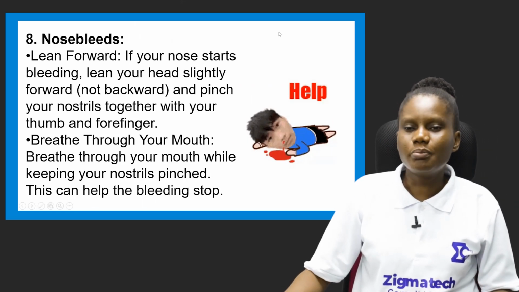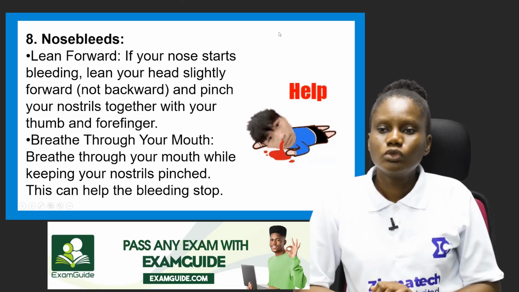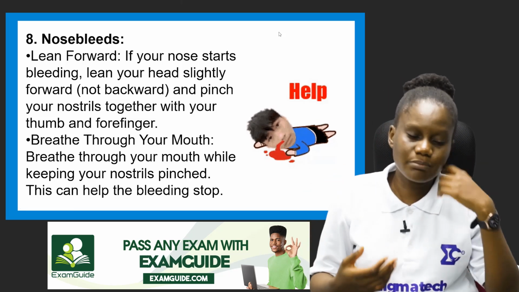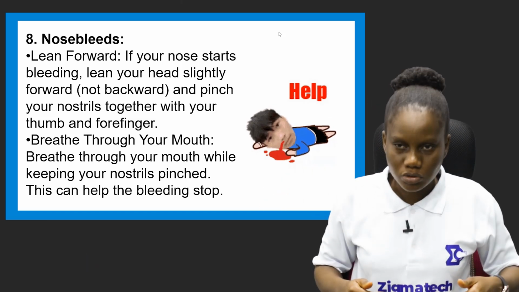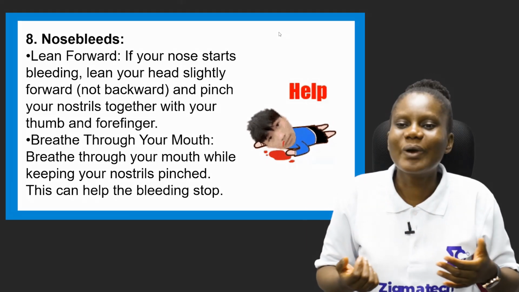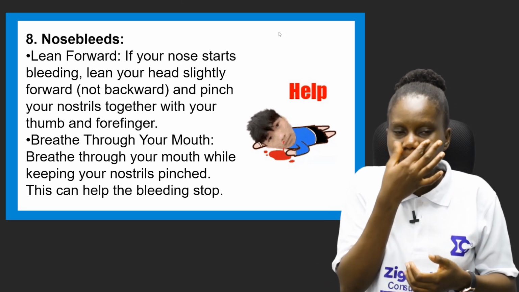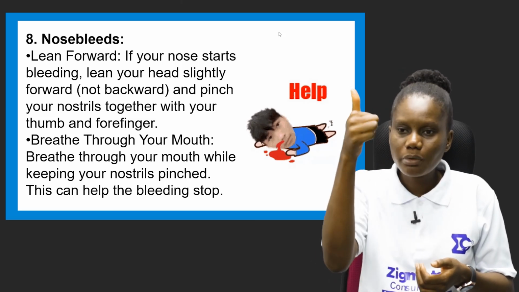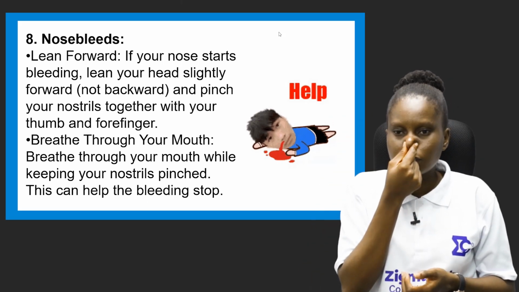And number eight is nose bleeds. So how do you help someone whose nose is bleeding? Number one is lean forward. If somebody's nose starts bleeding, tell the person to lean their head slightly forward, not backward. You know, most times you tend to tell the person to raise their head backward. No, it's wrong. So tell the person to lean forward and pinch the nostrils together with your thumb and forefinger. So you press the nose together.